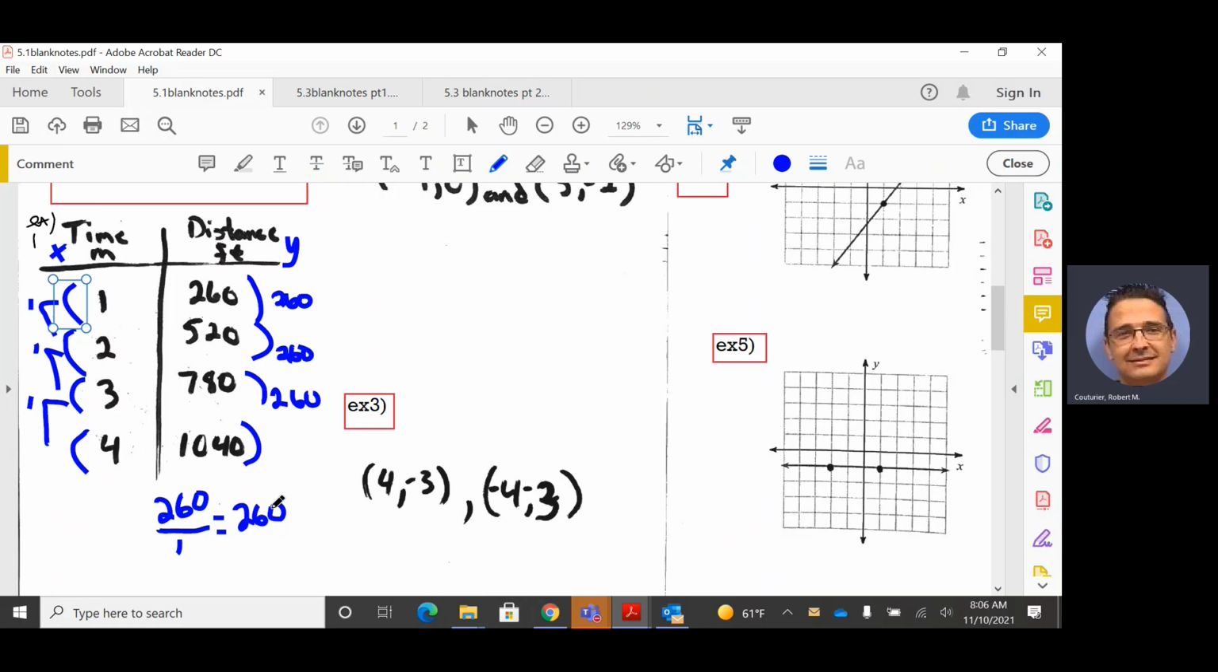This is what we were basically doing all through chapter 4. We always had these nice, perfect problems where the x always increased by 1. What happens if they give us random numbers somewhere in there? What if they don't give them to us in order?